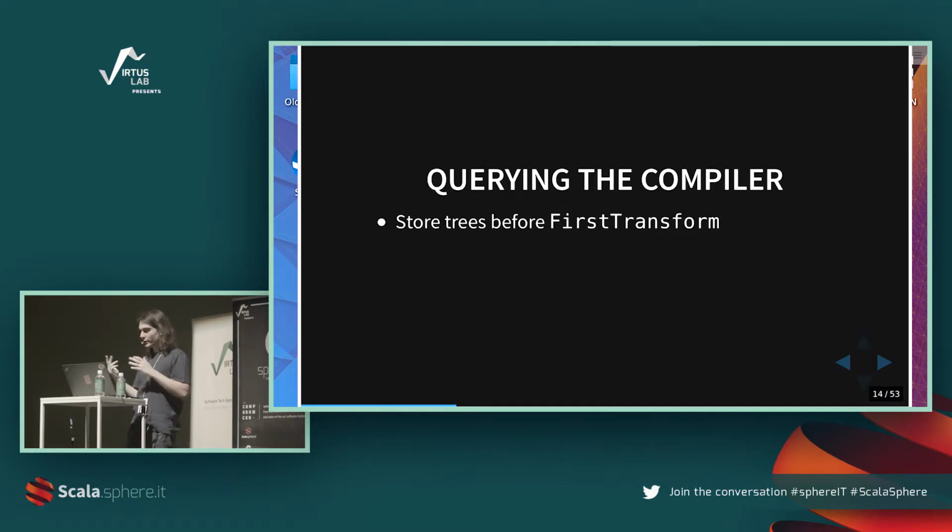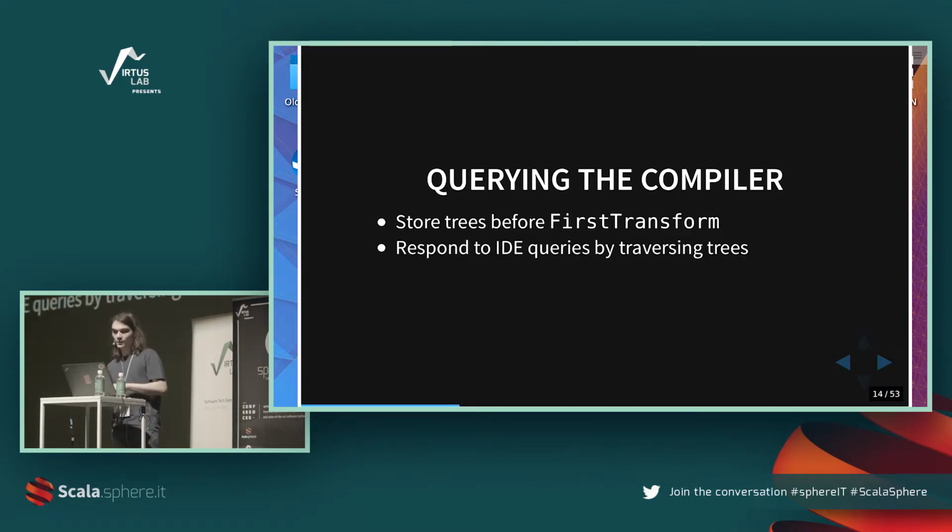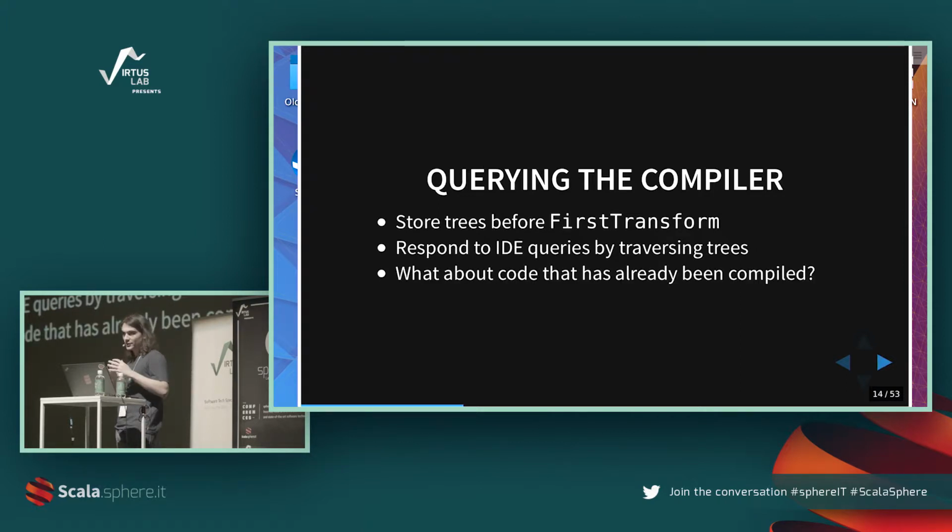So the way we do that is when you open a file in your IDE, we're going to type check it and then stop the compiler, not do the rest of the compiler pipeline. You get a tree, you store this tree, and then when the user does something like ask for a definition, you look in this tree. So a bunch of queries in the IDEs are just answered by traversing trees. So this raises a question: what to do about code which has already been compiled.